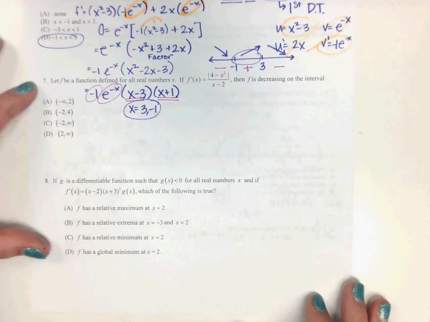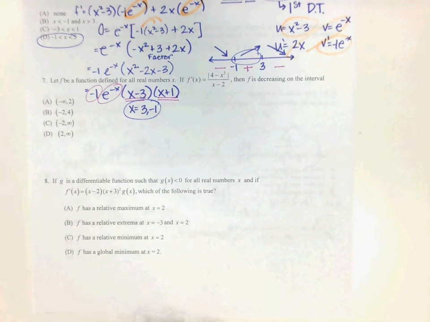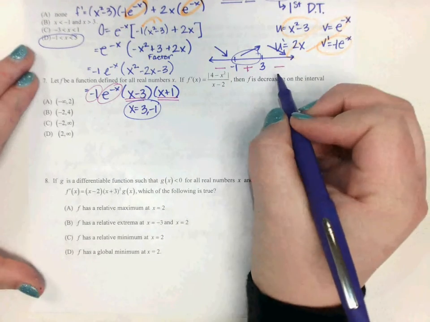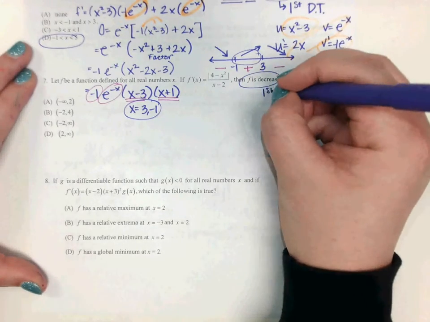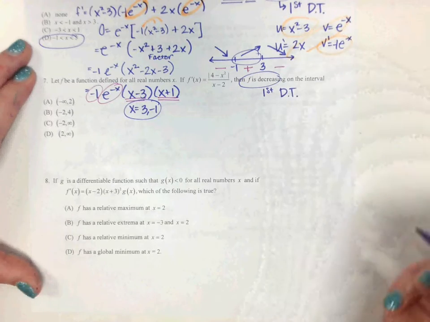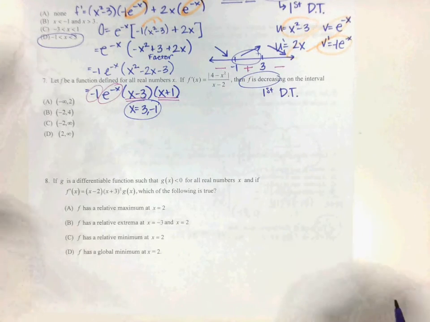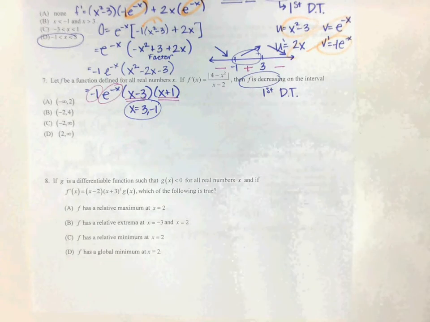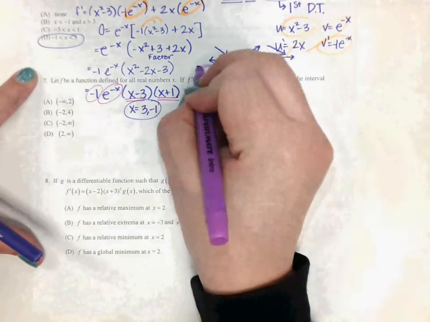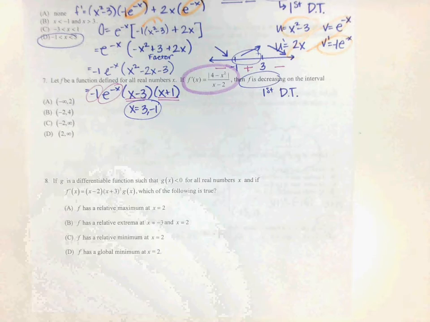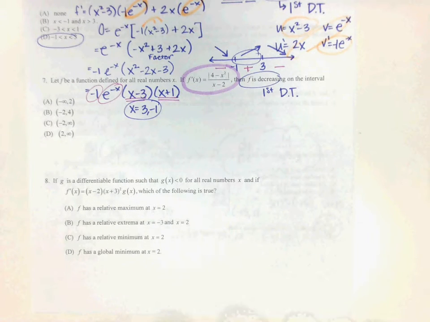Let's do 7 and 8, because they look confusing, but they're not. Look at number 7. I want to know when f is decreasing. Is that a first or a second derivative test? First. Now, look at that function. What rule would we need if we had to take the derivative of that? Quotient. Do you have to take the derivative of it, though? Why not? It's already f prime. Very good. So I'm not taking the derivative of that. They gave me the derivative.